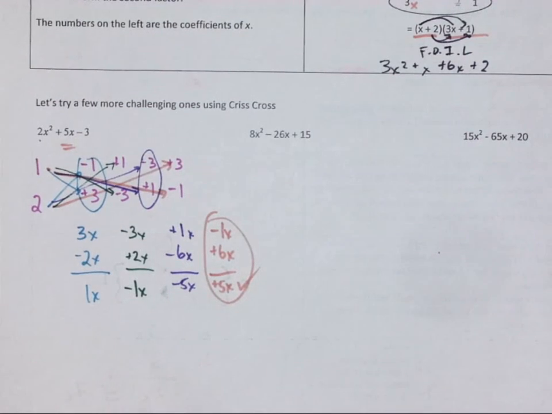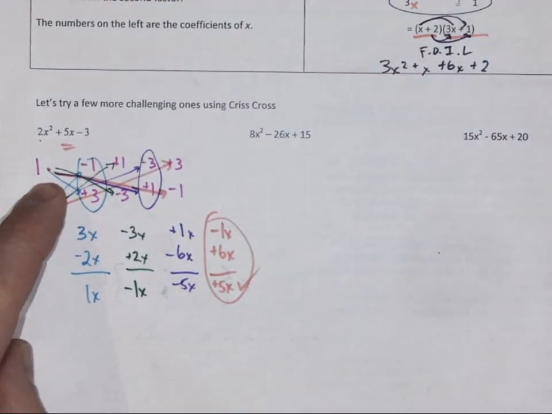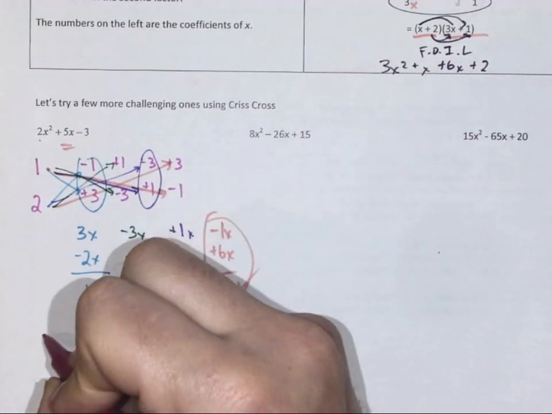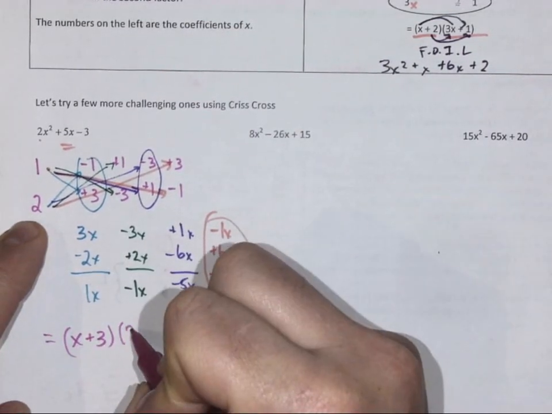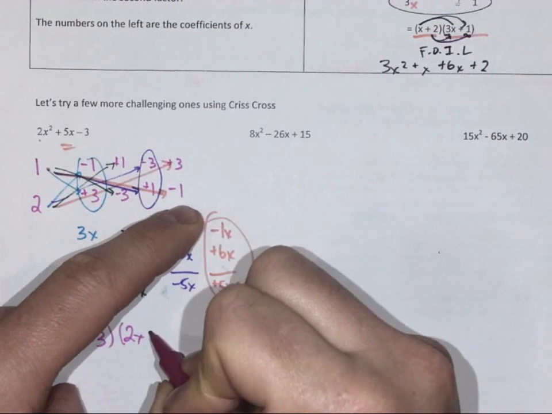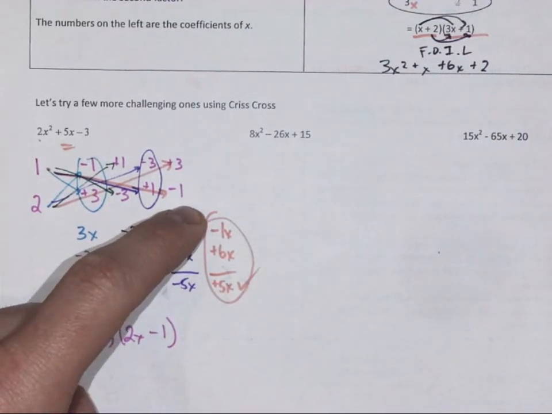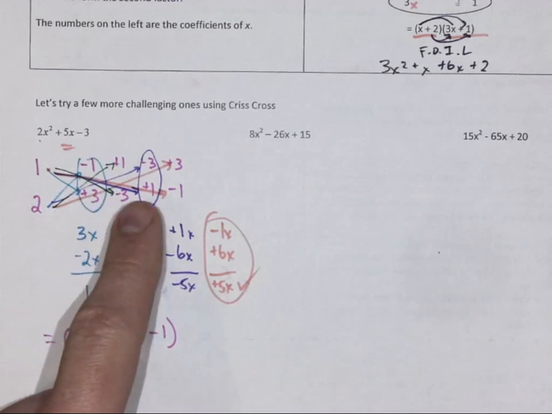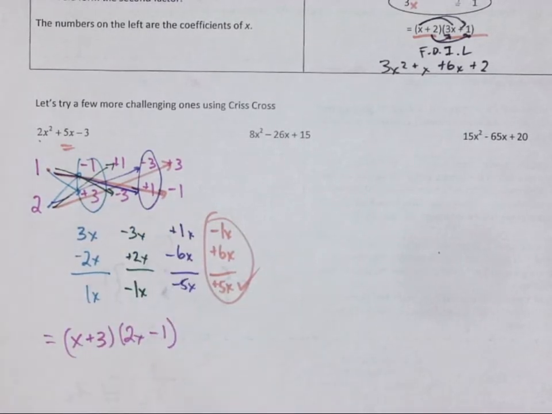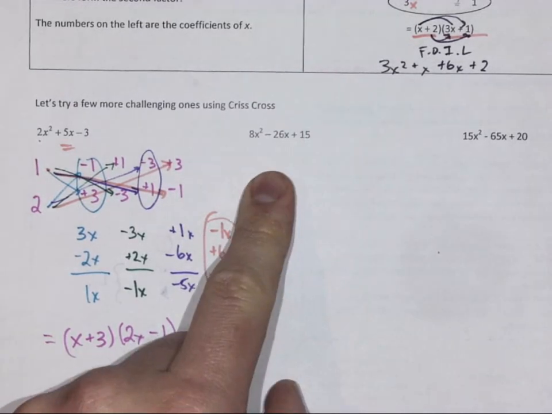Which means that I'm going to have in my brackets x plus 3. And in my other bracket, 2x, take away 1. And I'm done. If I could recognize which combination works off the top, then I can do that. If we try a harder one.